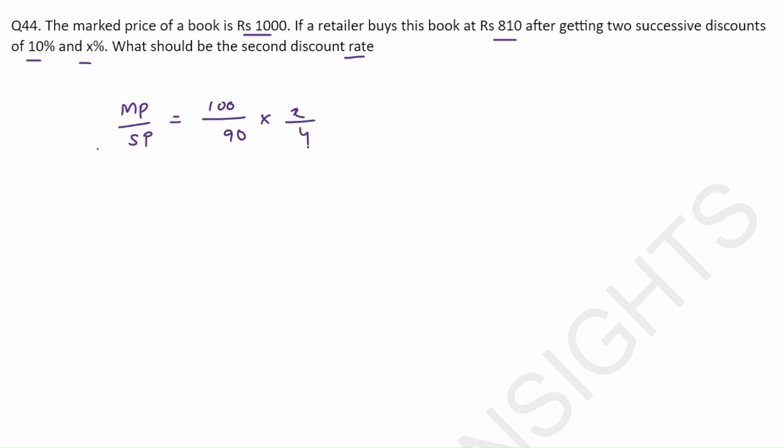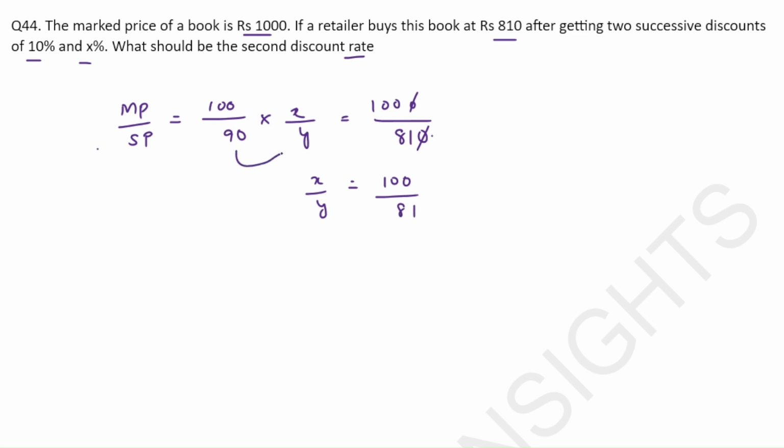So X by Y, we don't know. We have to find the second discount rate, right? So this is equal to how much? Mark price is 1000 rupees, yes or no? And then if the retailer buys this book at rupees 810, that means this is the selling price. Now you find the value of X by Y. So this is 0, 0 cancelled, yes or no? So this will be 100 by 81.